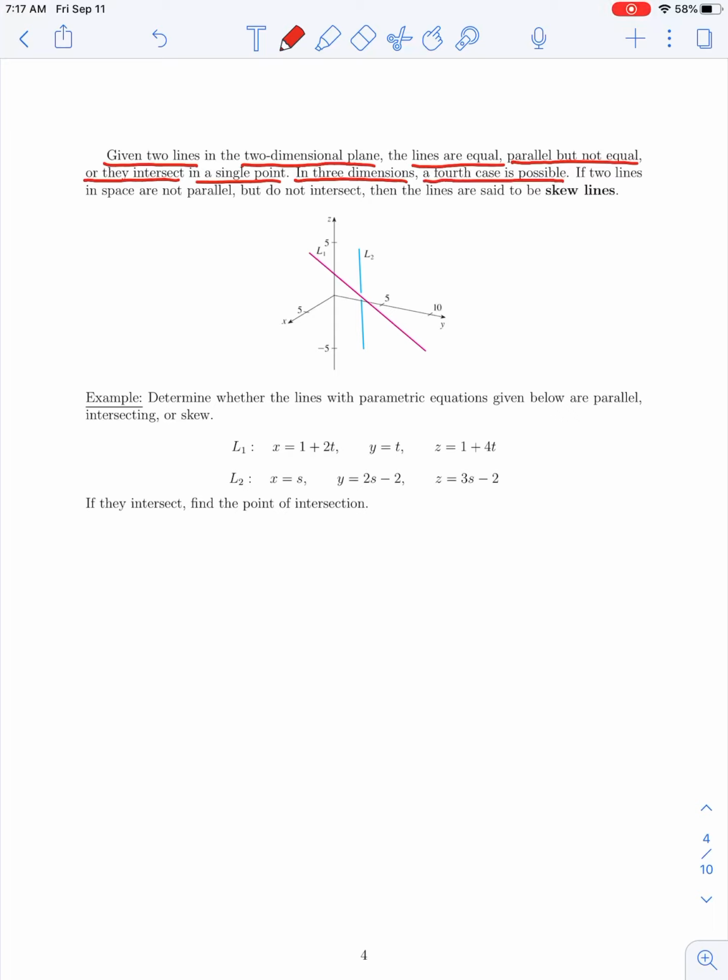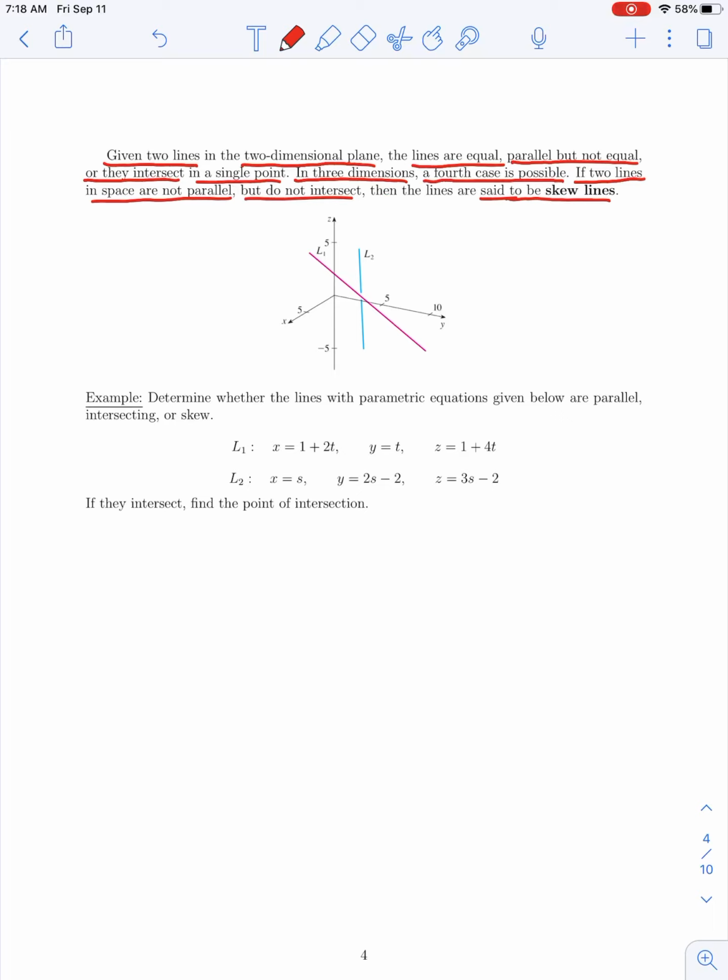So we can have either 2 lines are equal to one another, so they lie directly on top of one another. They are parallel but not equal, so they pass through different points but have the same direction vector. They intersect at a single point, or in 3 dimensions, if we have 2 lines which are not parallel but also do not intersect, then they are called skew lines. So 2 lines which are not parallel to one another, but which also do not intersect are called skew lines.